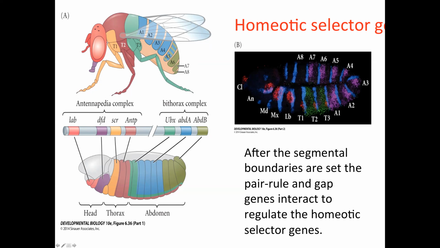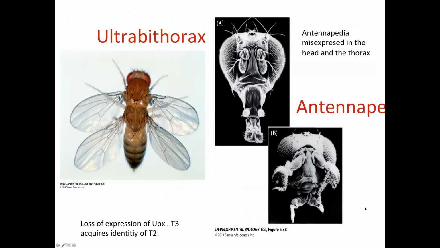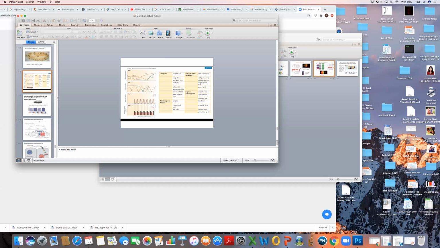Essentially, once the segment boundaries have been established by the pair rule and the gap genes, like the anterior and posterior segments, the compartment boundaries will segregate each segment. Now the interplay of the pair rule, gap and segment polarity genes is going to set up the establishment of the homeotic genes. Once the homeotic genes have been done, that's it.